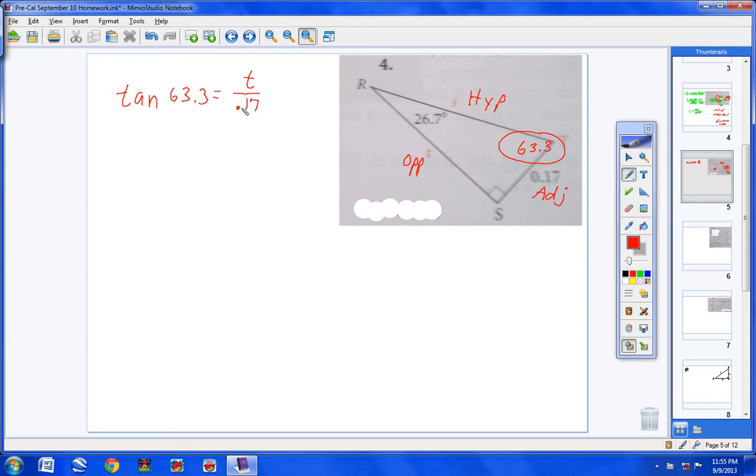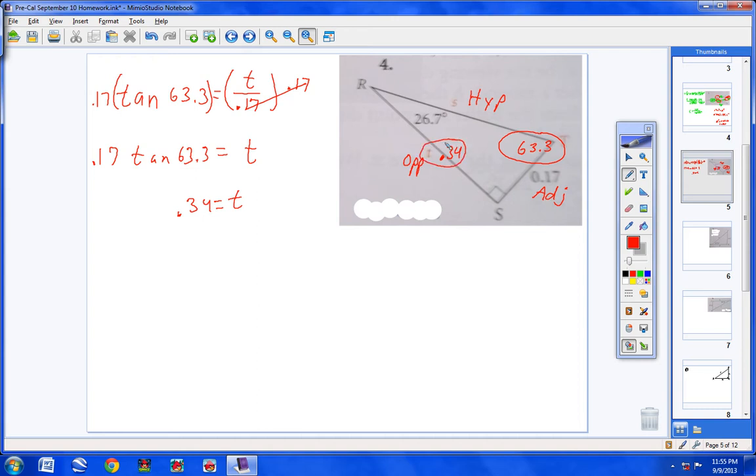Now, students, look at the bottom of your fraction. It's 0.17. So I'm going to multiply both sides by 0.17. When I do that to the right side, these cancel. I'm left with t. And on the left side, I'm left with 0.17 tangent 63.3 equals t. T is already by itself. So with your calculator, if you type in 0.17 and then hit tangent and then hit 63.3, you will get 0.34. 0.34 equals t. So I come over here to t and I call that 0.34.